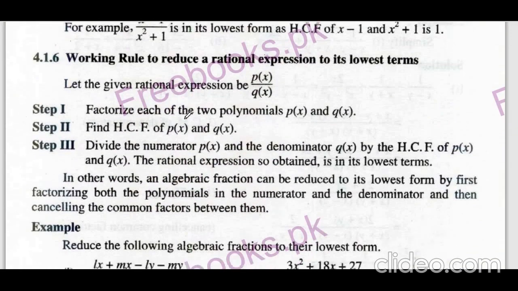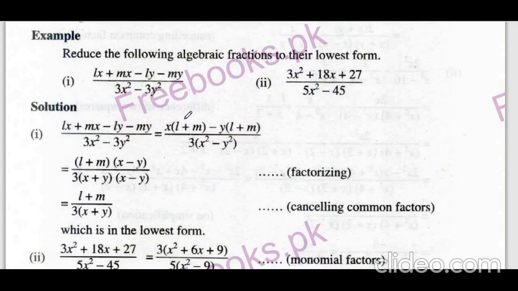Let's discuss it with the help of an example. For example, reduce the following rational expression to lowest form: lx plus mx minus ly minus my, over 3x square minus 3y square. This is a rational expression, so this is a polynomial p of x and this is a polynomial q of x. You can see easily these two are polynomials.